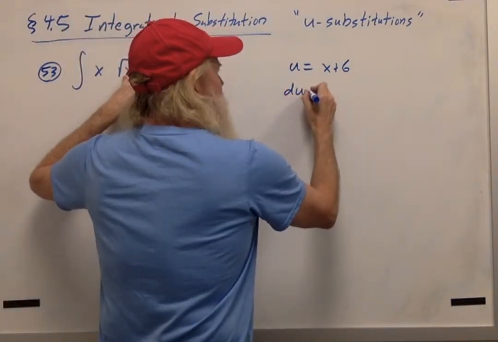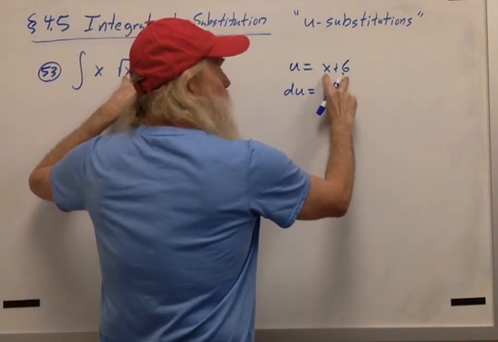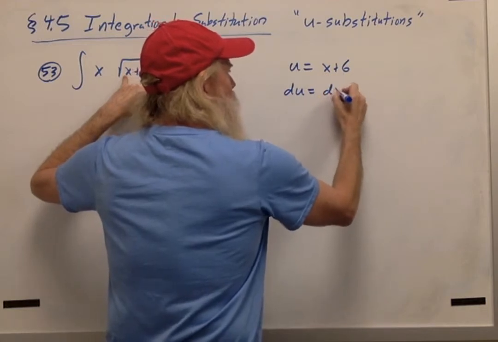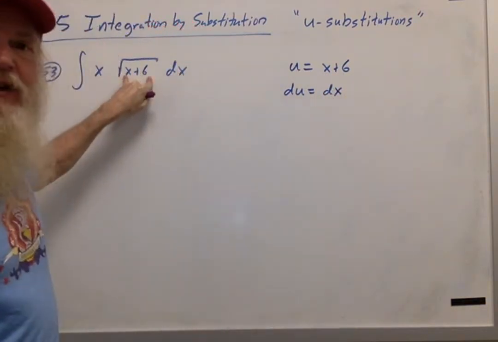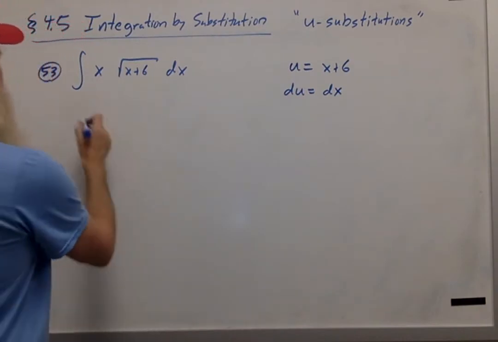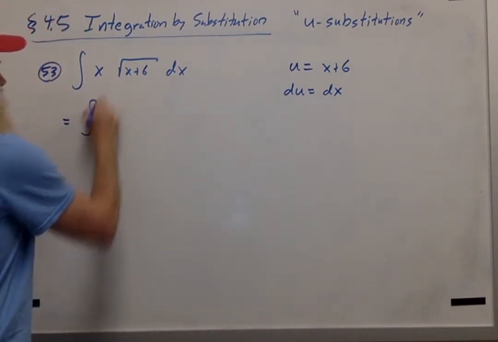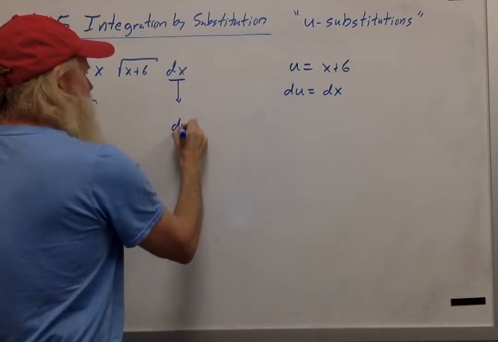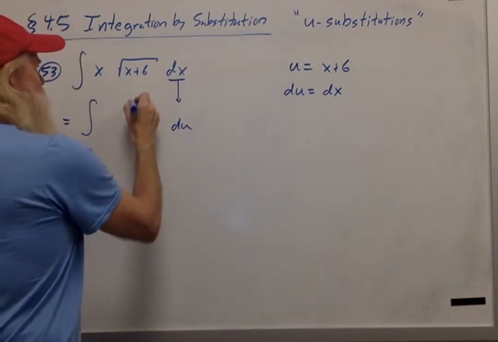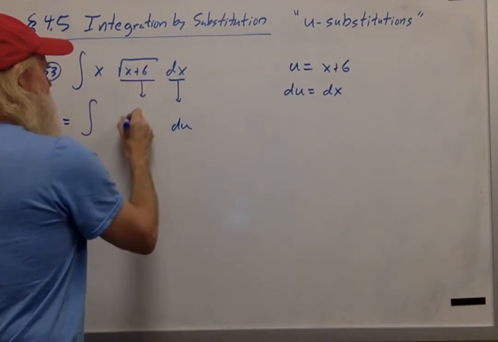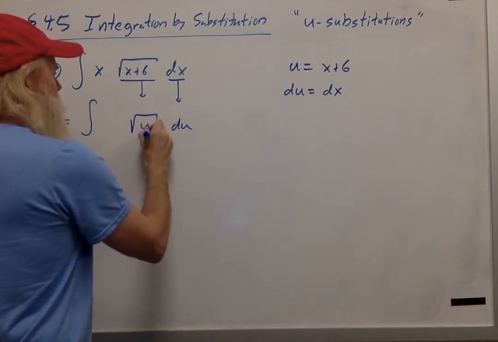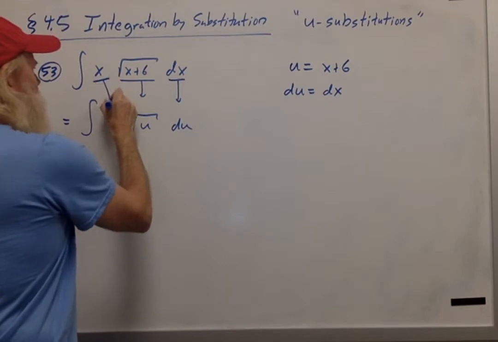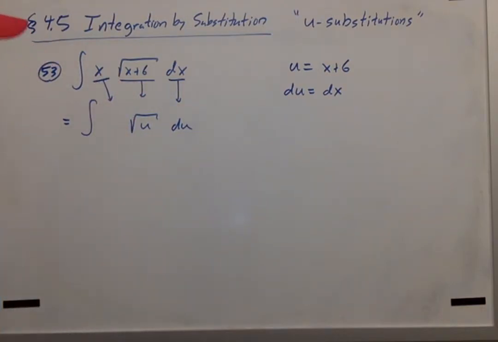For the differential du, the derivative of x plus 6 is 1, so I end up with 1 dx. So du is simply equal to dx in this substitution. So now let's substitute. The dx becomes du. The square root of x plus 6 is going to become the square root of u. But we still have to do something with this x. Everything which is in the original integral has to be represented in the new integral.